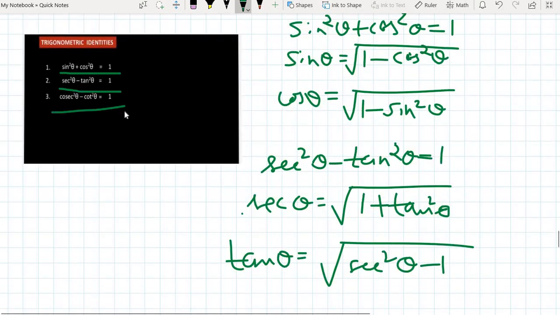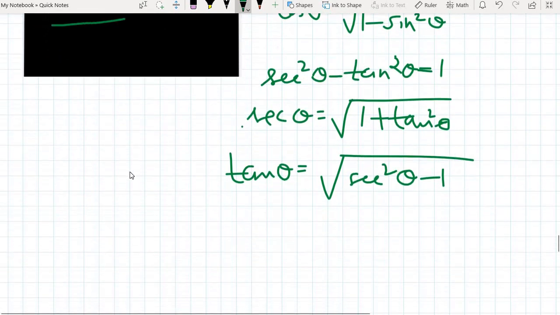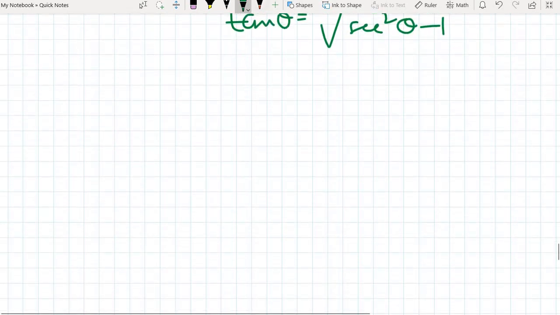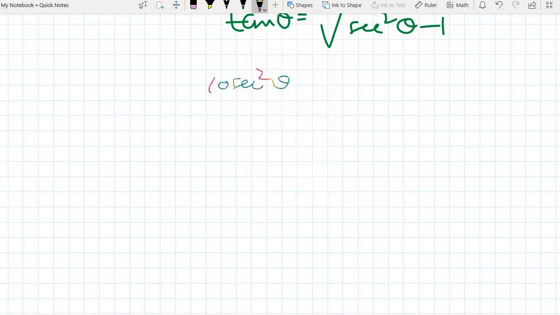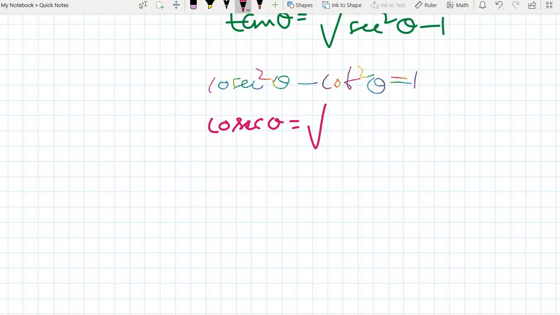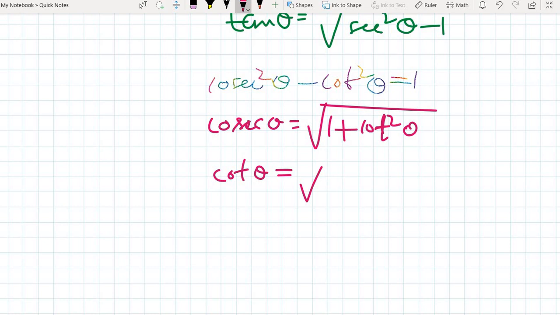Now consider third identity, cosecant square theta minus cot square theta equal to 1. So third identity is cosecant square theta minus cot square theta, that is 1. Okay. So if you want to get cosecant theta, write it as cosecant theta, that is equal to root of 1 plus cot square theta. Suppose if you want to get the value of cot theta, that is root of cosecant square theta minus 1.